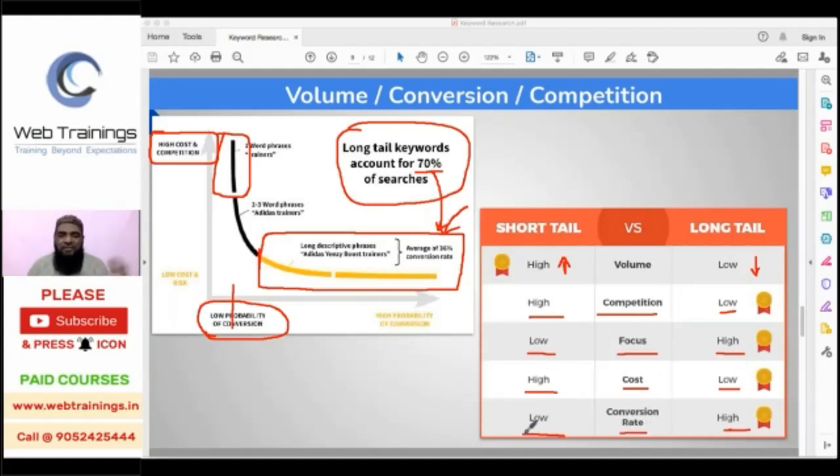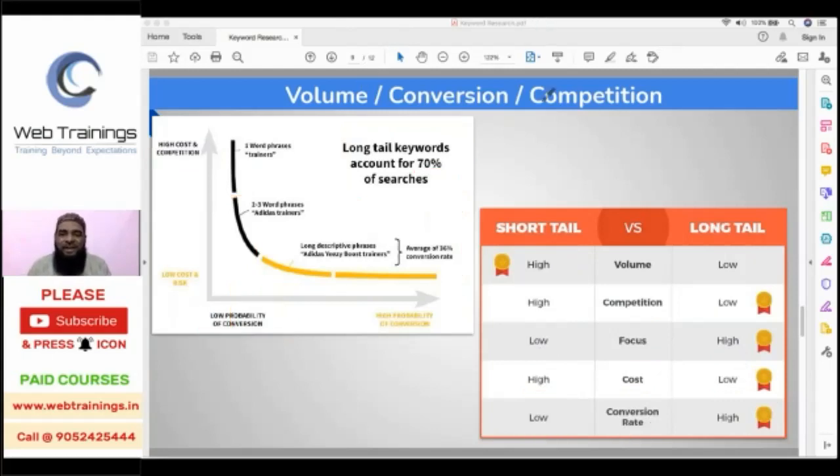Now you tell me, if I give you a project, would you want to start with long tail keywords or short tail keywords? You can type in your answer in the chat on the right hand side. Any logical person who has a little bit of logic will definitely start with long tail.